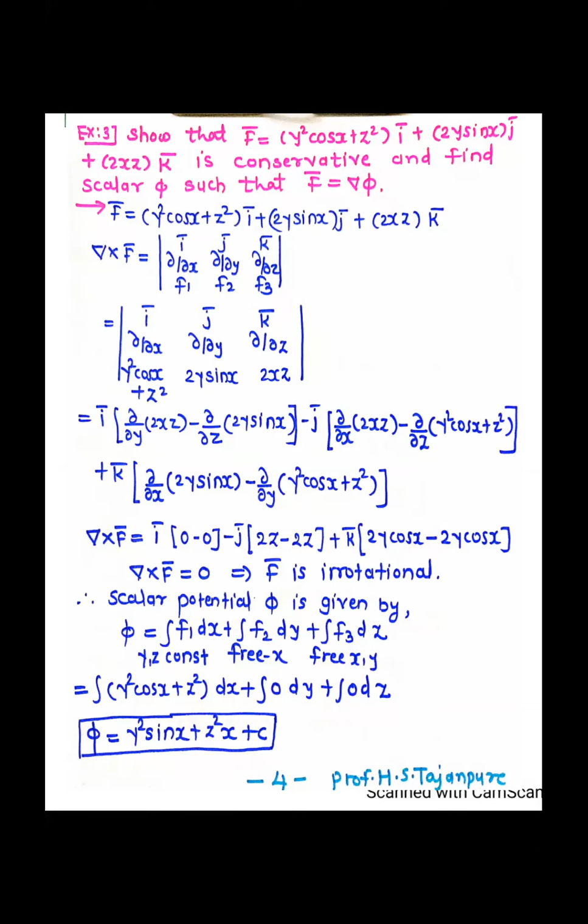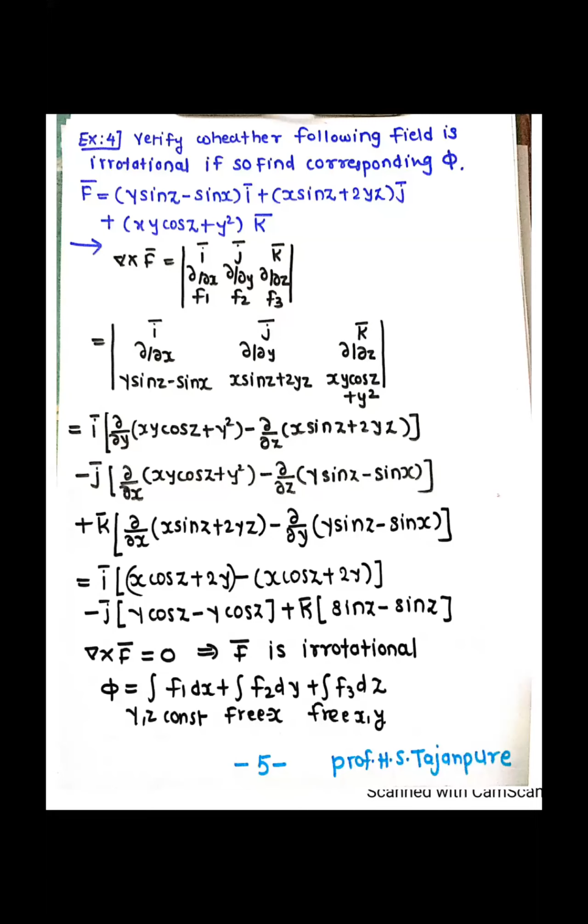Okay. So now let us move toward the next example. Yes, example number 4. Again, it is of a very similar type. Verify whether the following field is irrotational. If so, find the corresponding phi. F bar is given. We have to find whether it is irrotational.